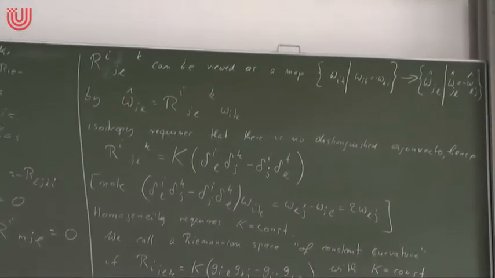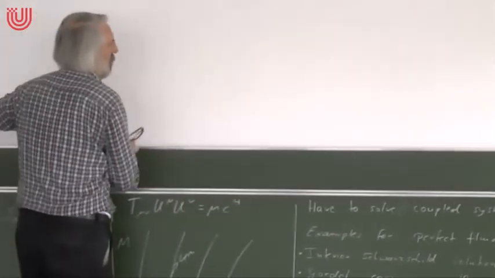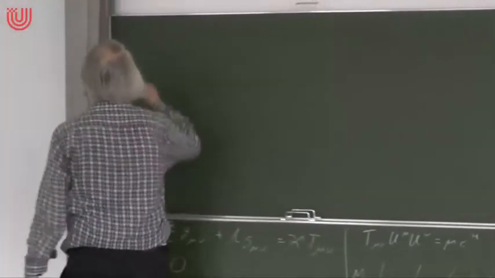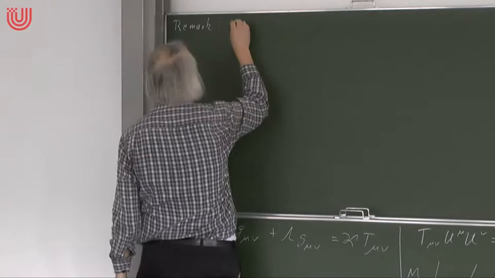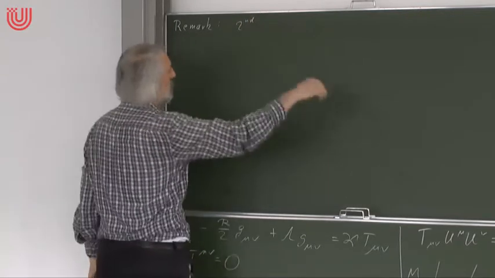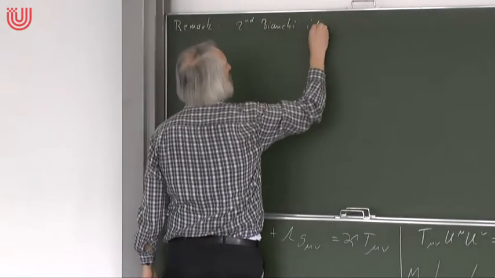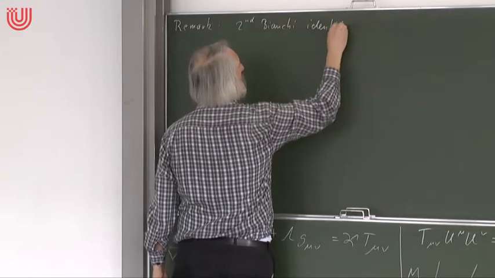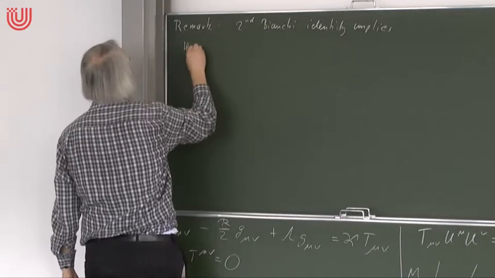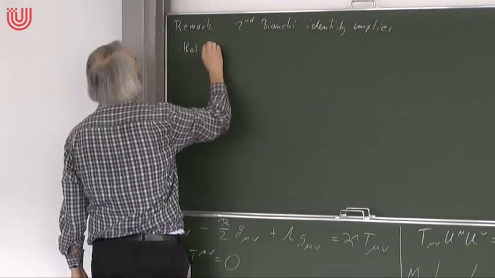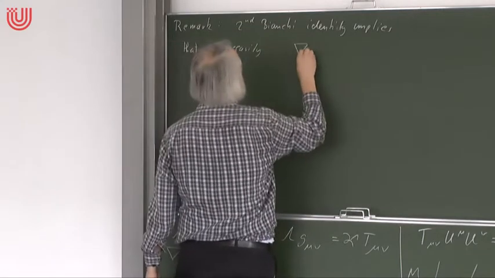So let me write this as a remark. I will not do it on the board, but it's actually a very quick calculation. So, remark. The second Bianchi identity, that's a Bianchi identity with the derivatives, implies that necessarily, what you get is this equation.